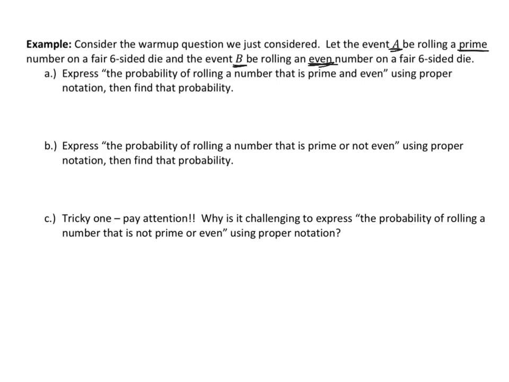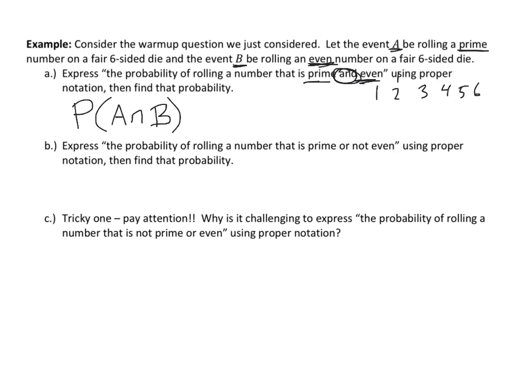So we want the probability of rolling a number that is prime and even. So it's the probability, prime and even. Well, prime was our A event, and even is our B event, and the problem said and, so this is going to be an intersection. Okay, so we would have the probability of A intersect B, and then it said find the probability. I think the easiest way for us to find the probability here is to use our sample space. If we think about our sample space being 1, 2, 3, 4, 5, 6, where are the numbers that are both prime and even?